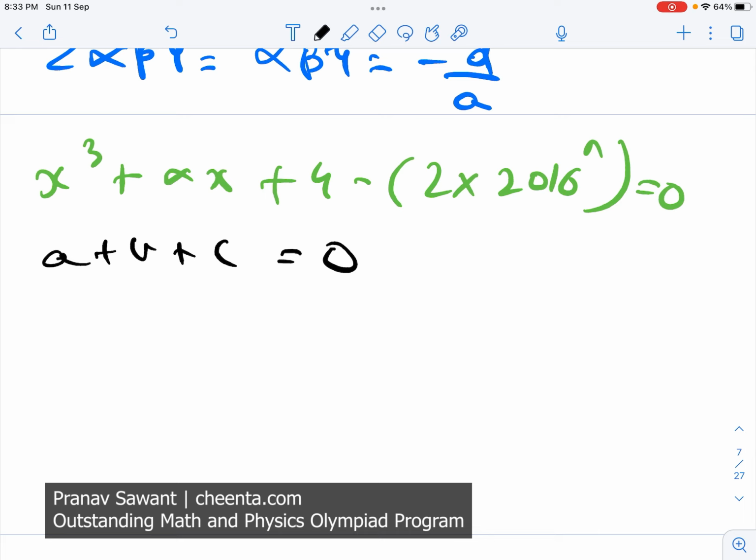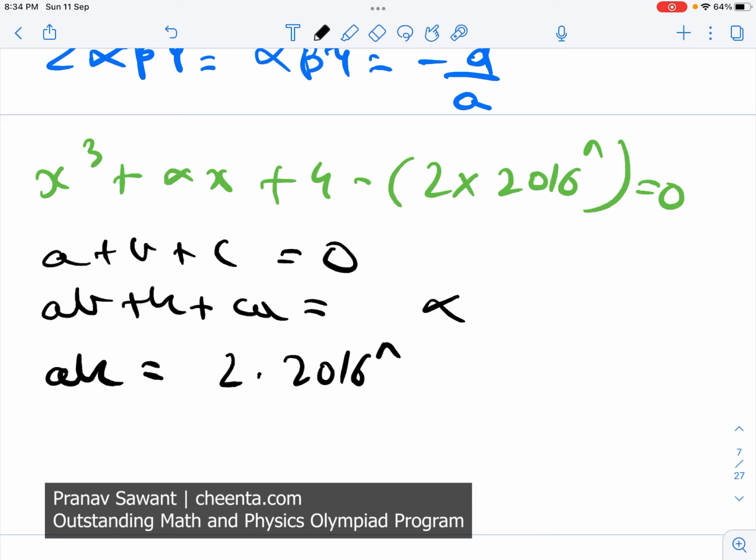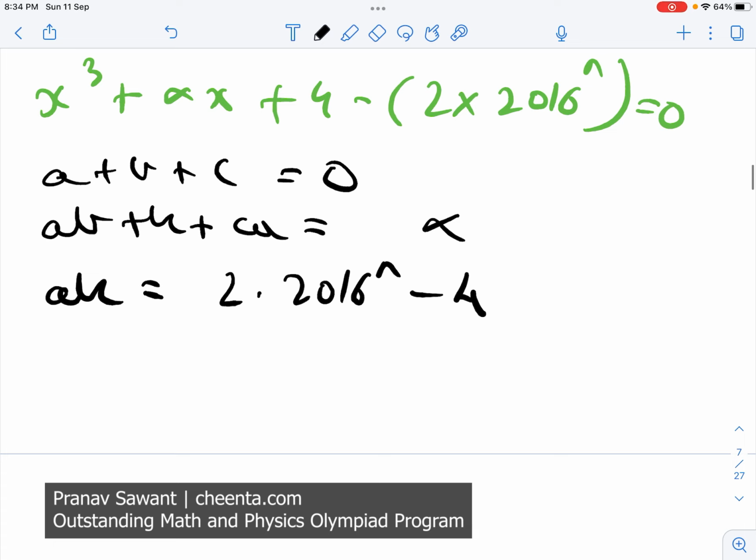Just for simplicity of writing. And then we also know that ab plus bc plus ca is minus alpha, which we need to find. So it will be positive alpha. Okay. So ab plus bc plus ca will be alpha, and then the product of roots abc is 2 times 2016 to the power n minus 4.